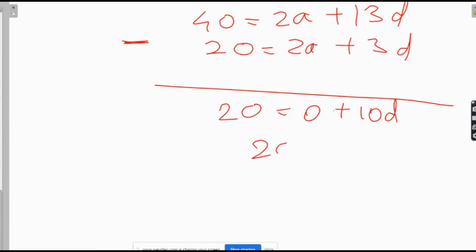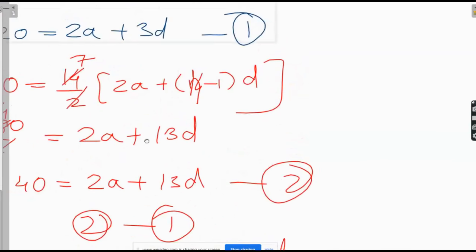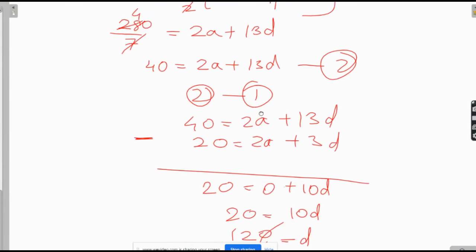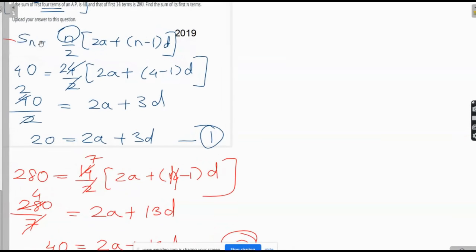So 20 is equal to 0 plus anything, that number only. d is equal to 20 upon 10. Multiply 10 goes that side, becomes divide. So d is equal to 2. d you got as 2. Put it anywhere and you will get the a value also. Put in any equation. Let me put it here in the first equation.